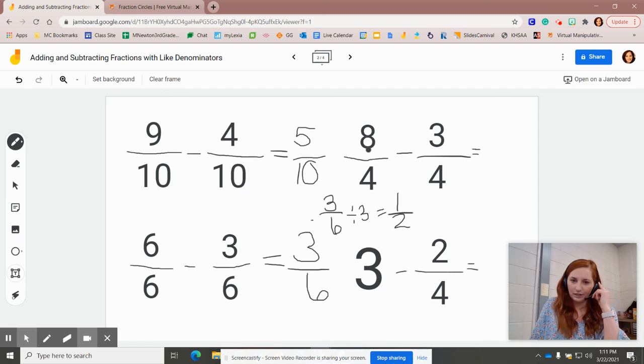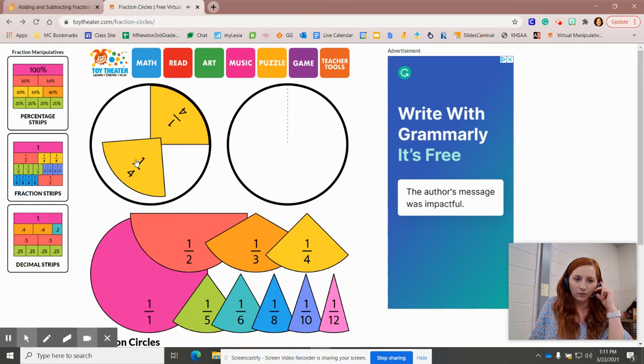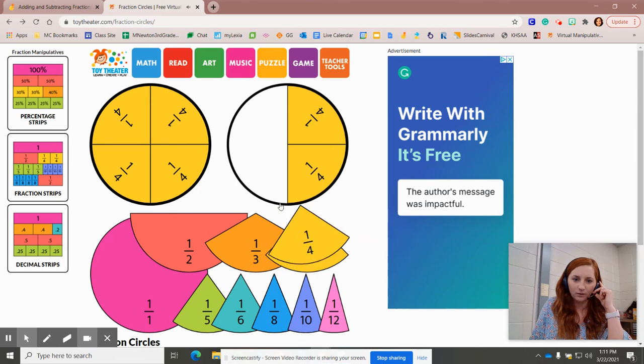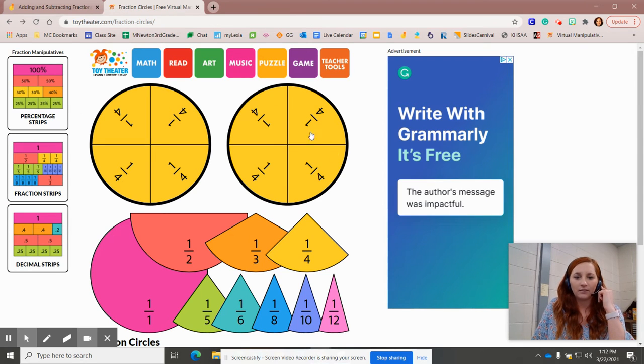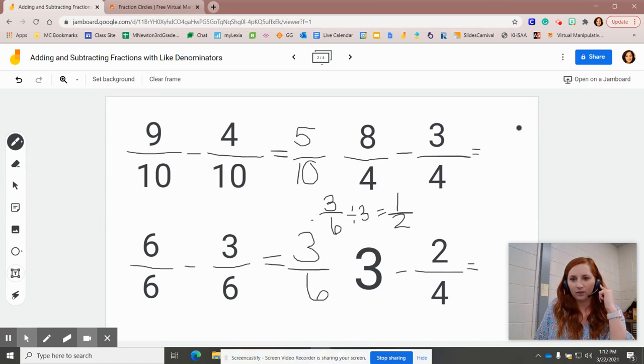Okay, so now let's come over here. We've got 8/4 minus 3/4. 1/4, 2/4, 3/4, 4/4, 5/4, 6/4, 7/4, 8/4. 8/4 is the same thing as 2 wholes. I know this because 8 divided by 4 is 2. So 8/4 minus 3/4. Let's take away 3/4. What am I left with? 1, 2, 3, 4, 5/4.